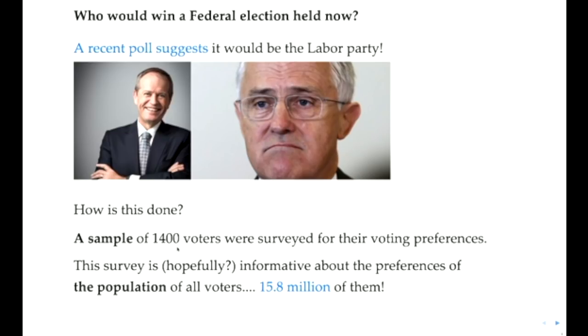Now, the other kind of response that you get to information such as this is, well, that's a ridiculously small sample relative to the number of people who are going to vote. Okay, how can we possibly learn about 15.8 million people on the basis of only 1,400? And therefore these numbers should just be completely dismissed. They don't tell us anything at all. Now, that's not necessarily true if those 1,400 voters have been selected carefully in the right kind of way. And we're going to talk about that today.